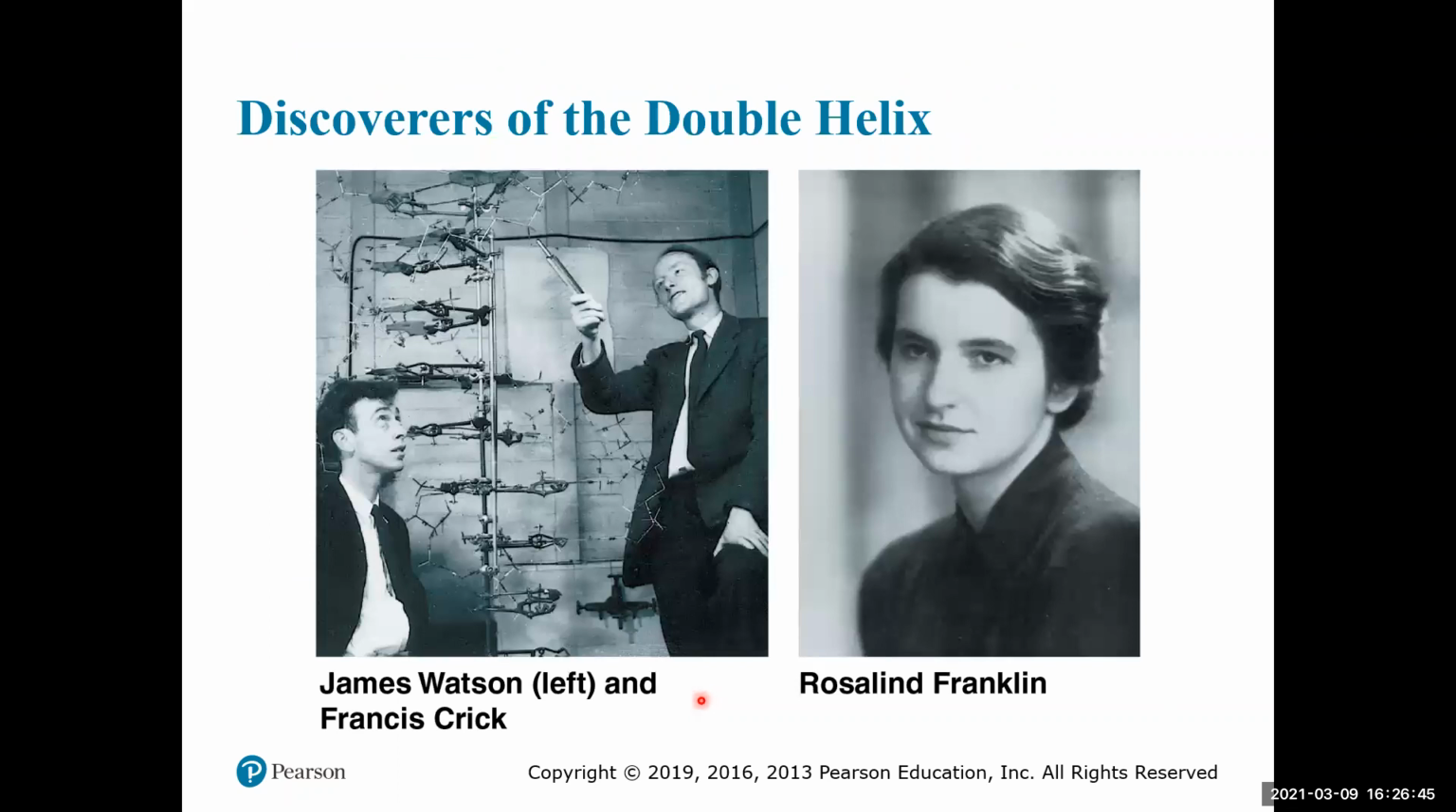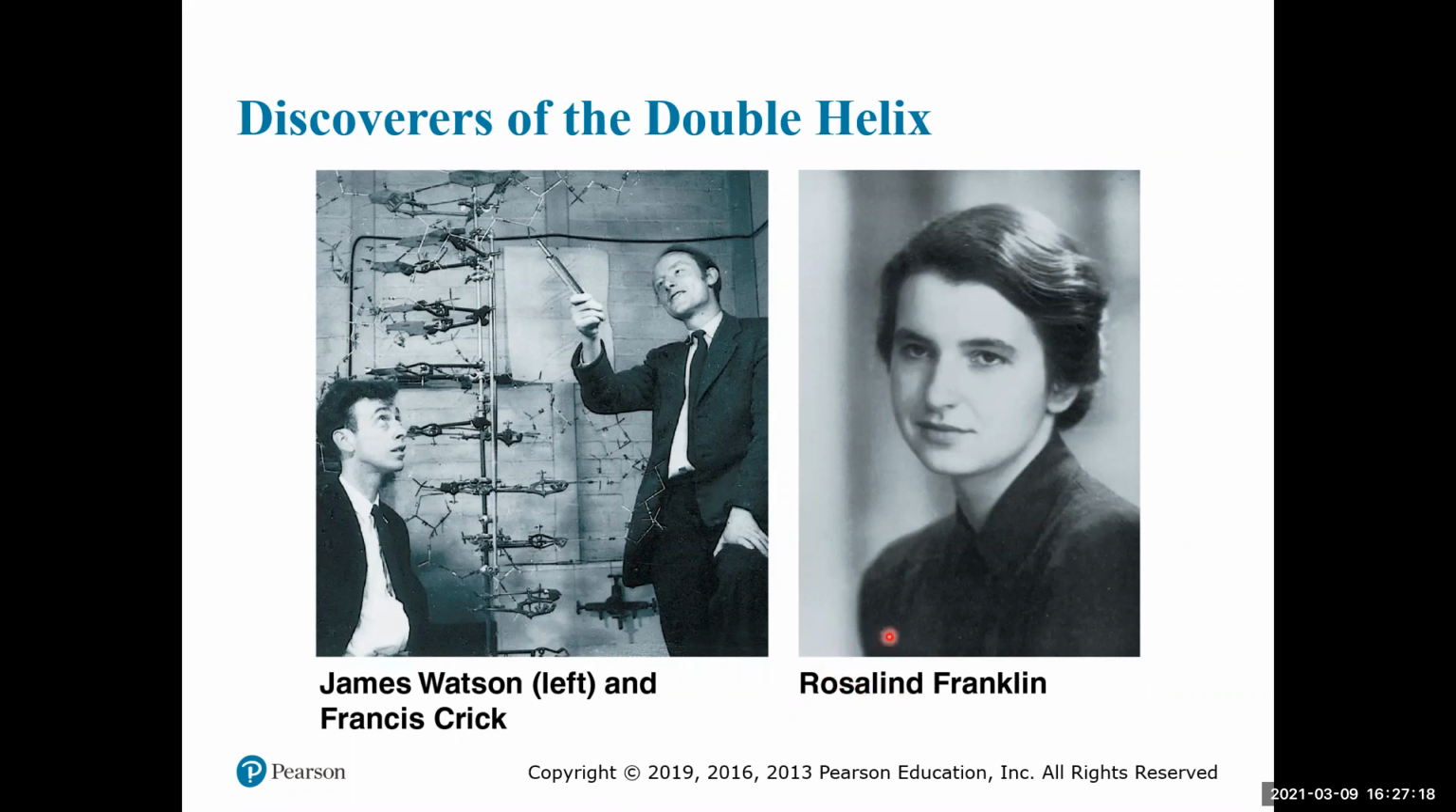And so that led to the discovery of the double helical structure of DNA. So Watson and Crick were awarded the Nobel Prize. Rosalind Franklin had passed away, and so she did not get awarded the Nobel Prize because she had died before that award was given, which is a sad part of the history of the discovery of the structure of the DNA double helix.